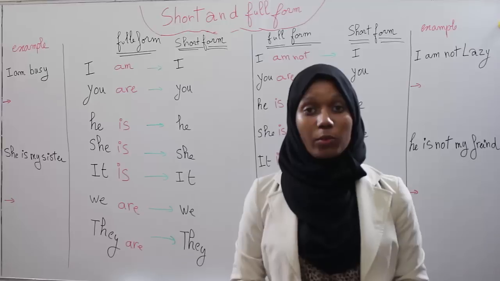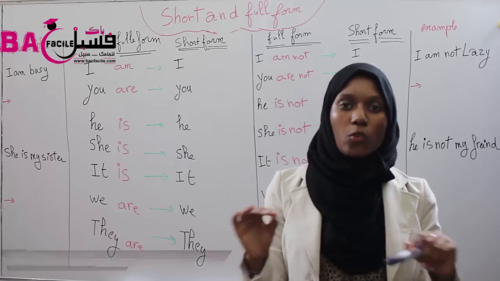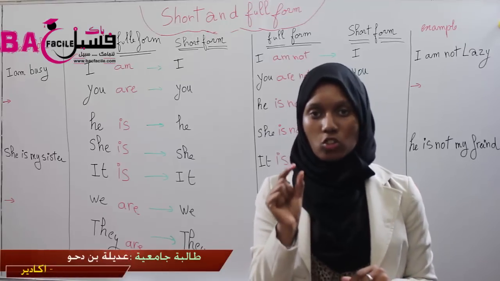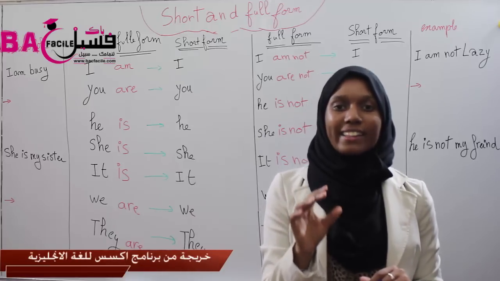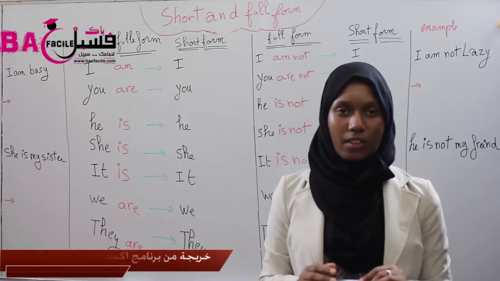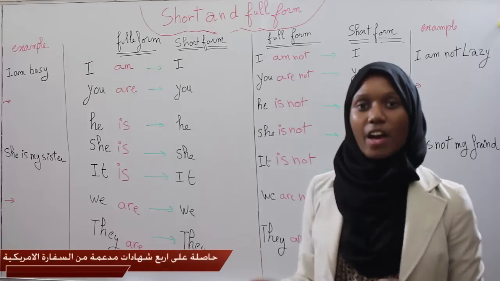Hi everyone, today we will see short and full forms of verb to be. Short form means abbreviations, and it is also called contraction. We will begin with verb to be in the affirmative.